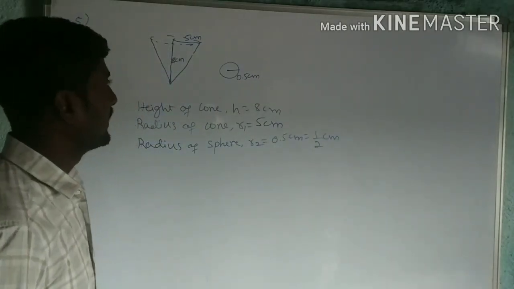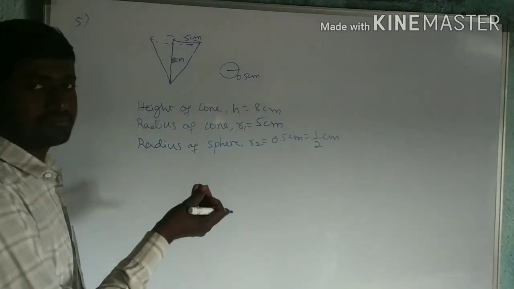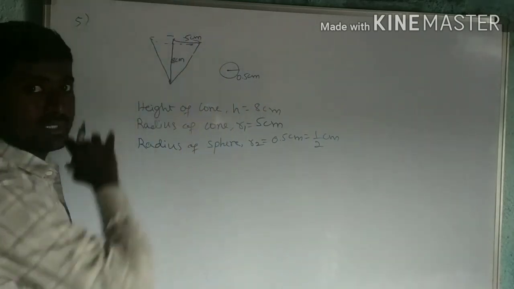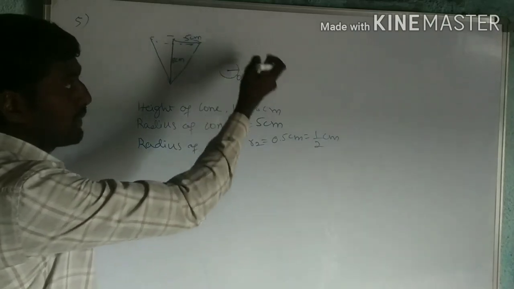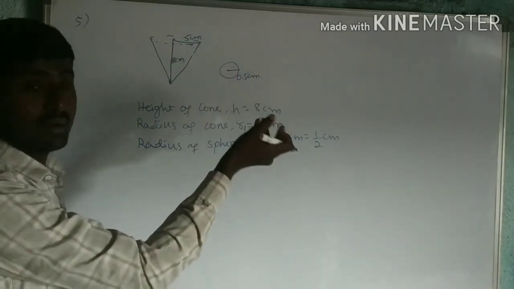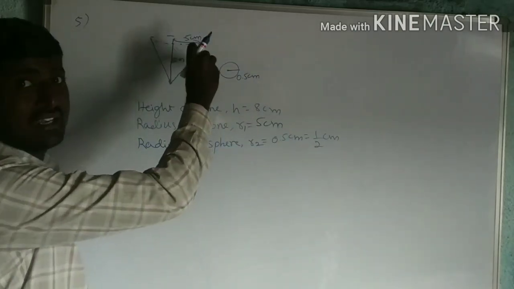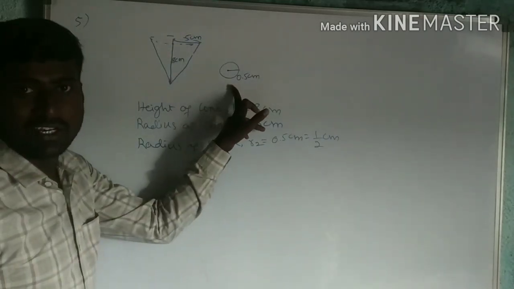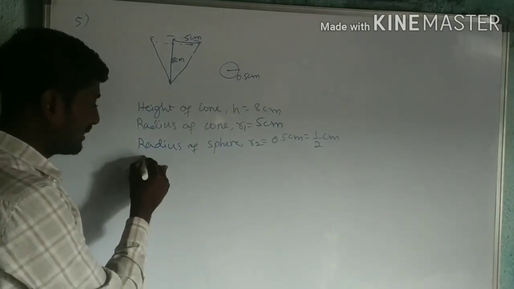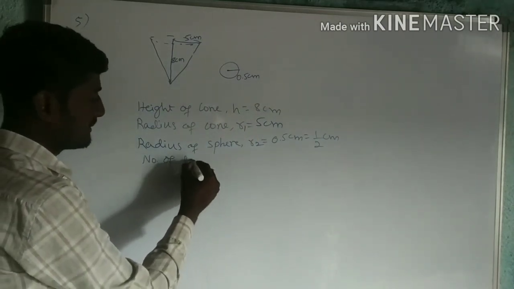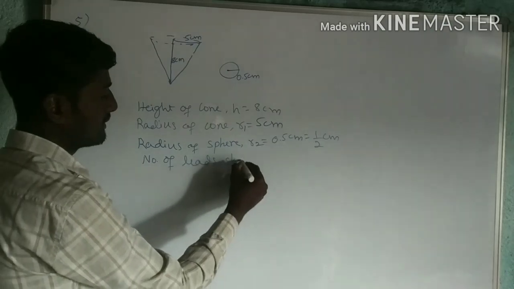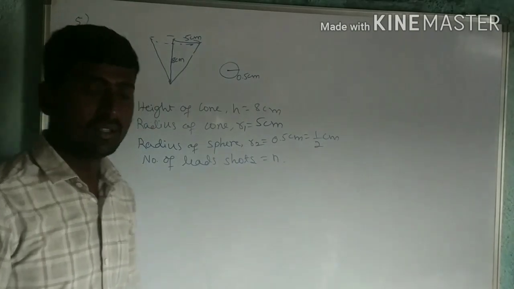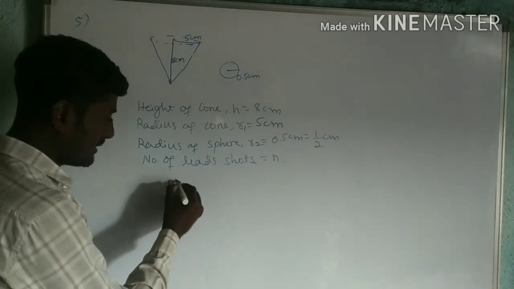Now, some lead shots you are adding into this vessel, and 1/4 of the volume of this vessel, that water, will come out. It means we don't know how many lead shots there are. I will take the number of lead shots as n. We have to find this n. Now can I write like this?